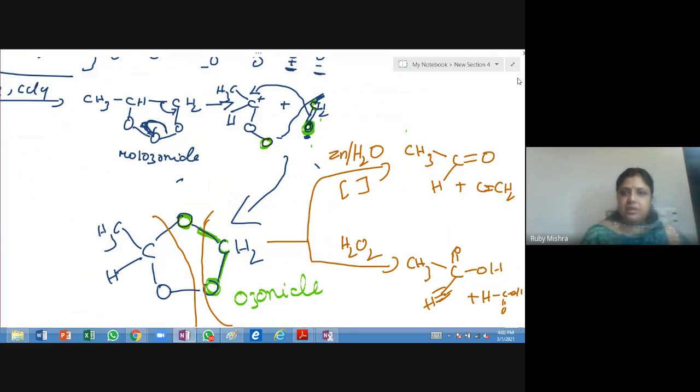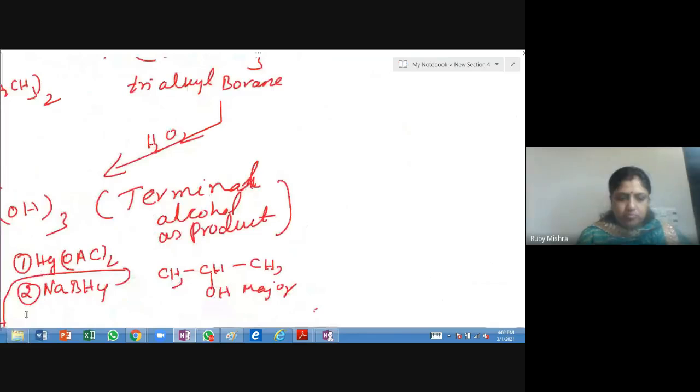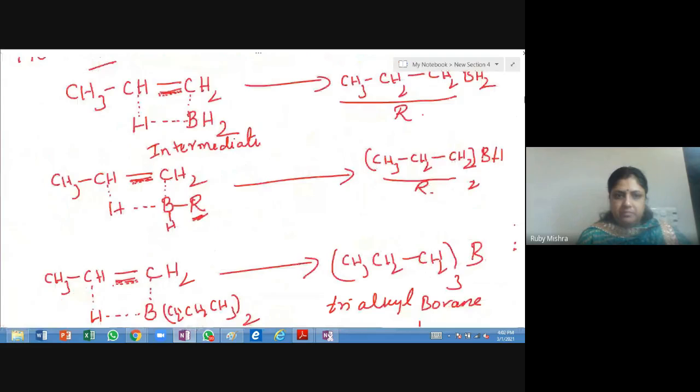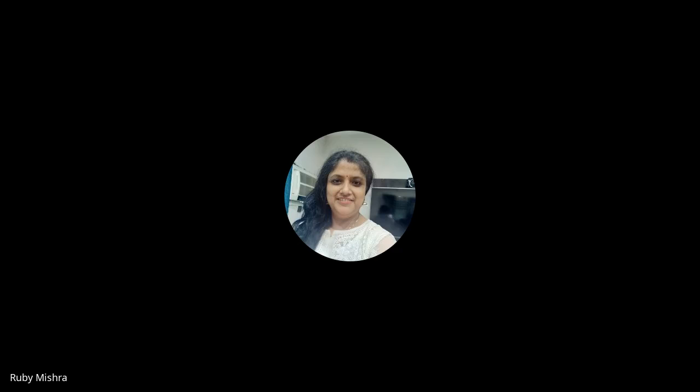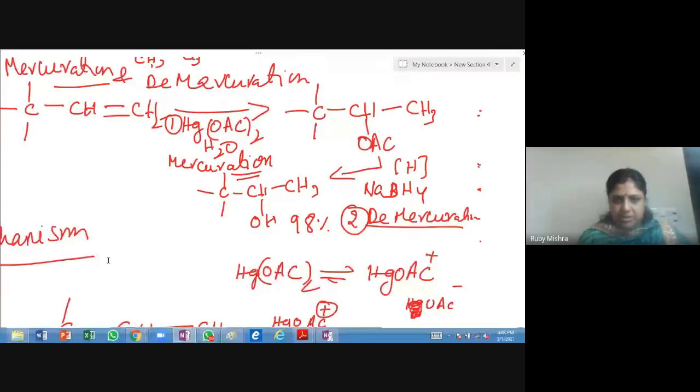Now let us revise what we have discussed till now. We were just compiling what we have discussed, including rearrangement, where there is a mixture of products which we get. Now next is oxymercuration. The reagent is Hg(OAc)2.